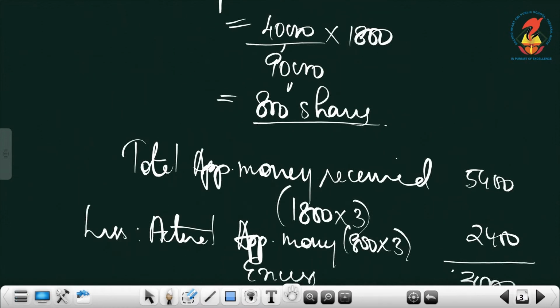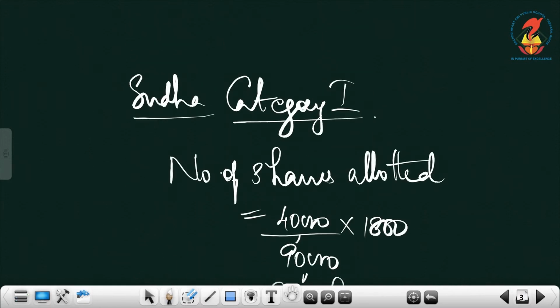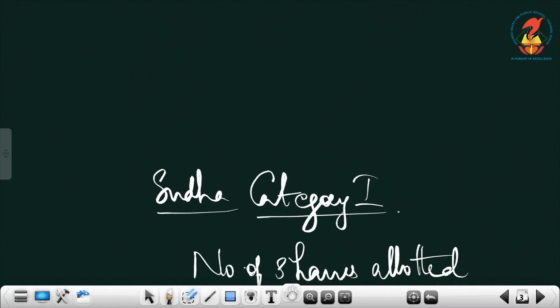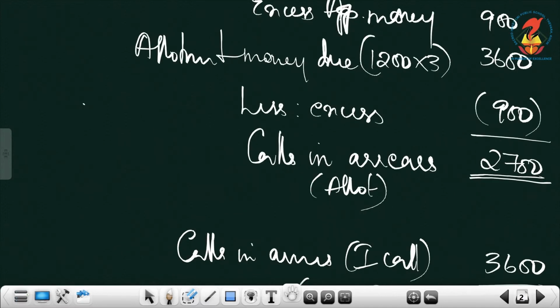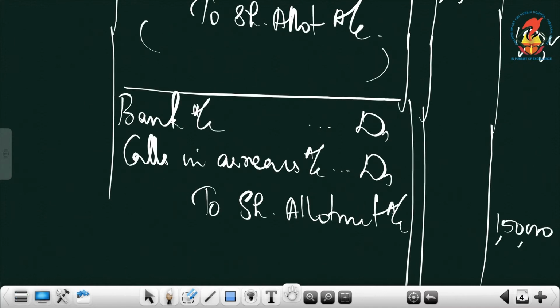Calls in arrears at the time of allotment, you have specifically written there, no? Just take your calculation and see. Yes, calls in arrears at the time of allotment is 2,700. So we will write that figure here, 2,700, and the balance you can write for bank, 1,47,300.